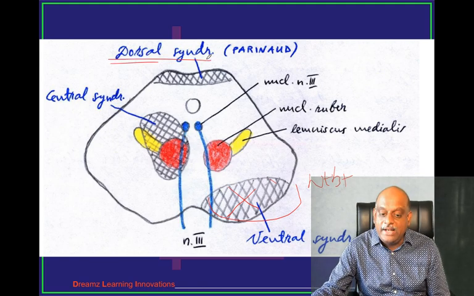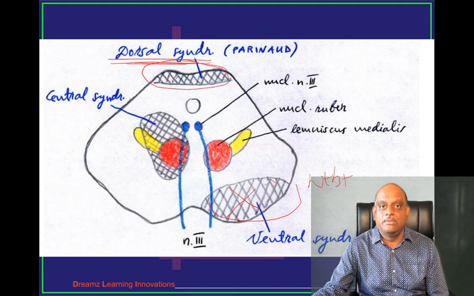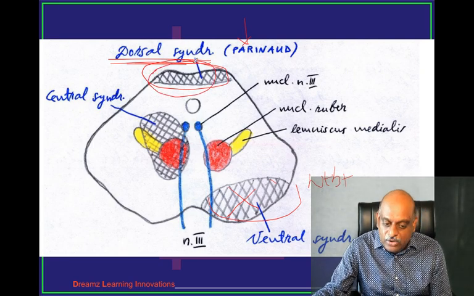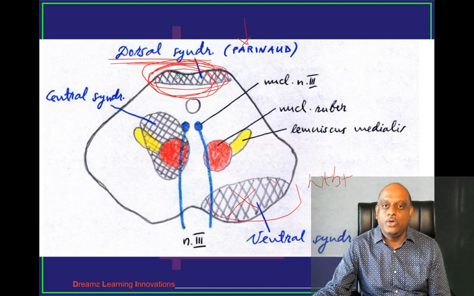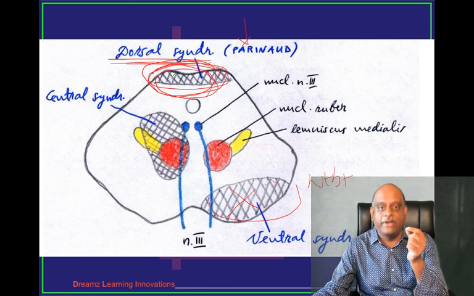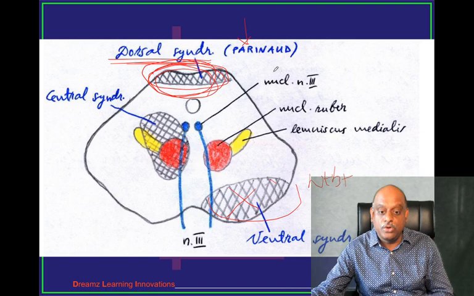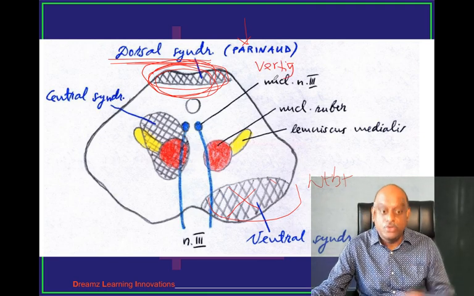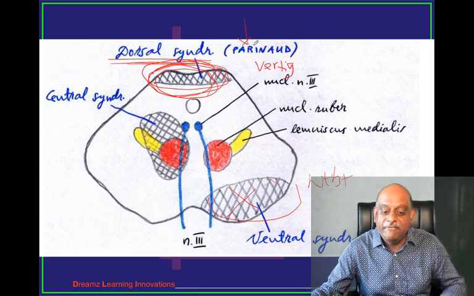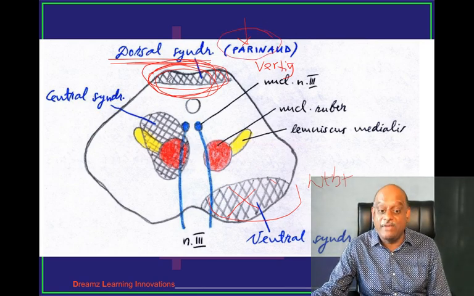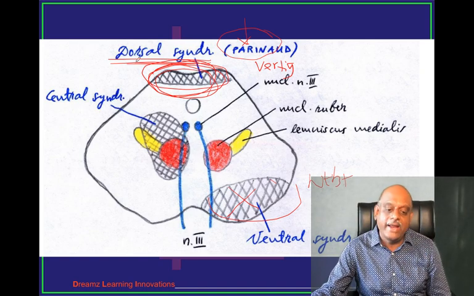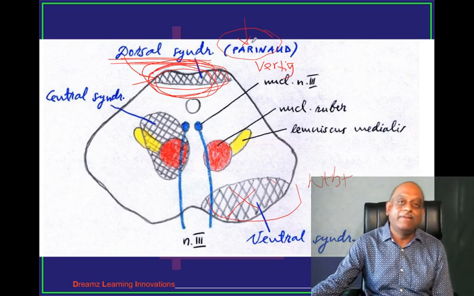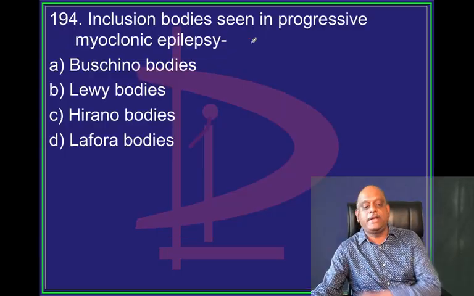Then, dorsal aspect of the midbrain, Parinaud syndrome. What happens in Parinaud syndrome? Typically in the dorsal aspect of the midbrain, you have the centers required for our vertical gaze. So the vertical gaze gets affected. The person cannot look down, so he will be frequently falling down if he has Parinaud syndrome, because the vertical gaze center is located in the dorsal midbrain, and that is the one which gets involved whenever there is Parinaud syndrome.